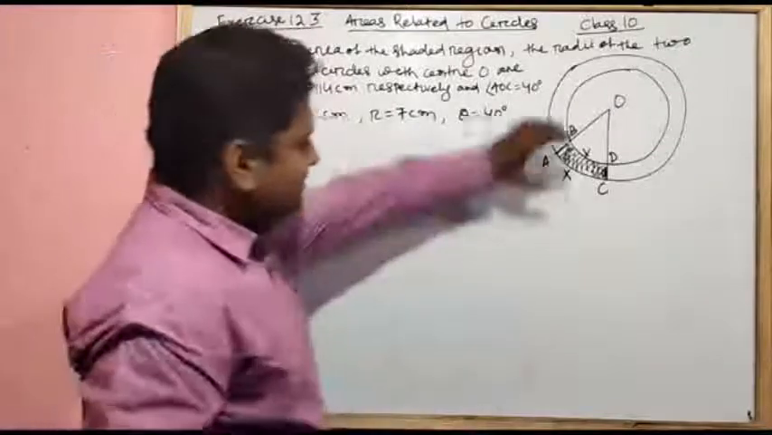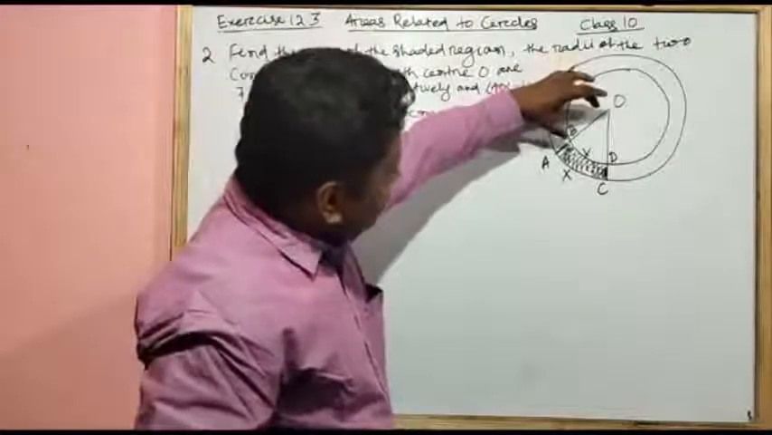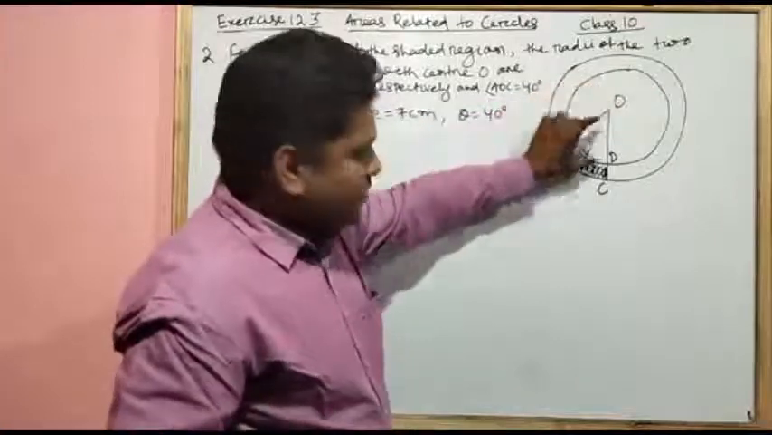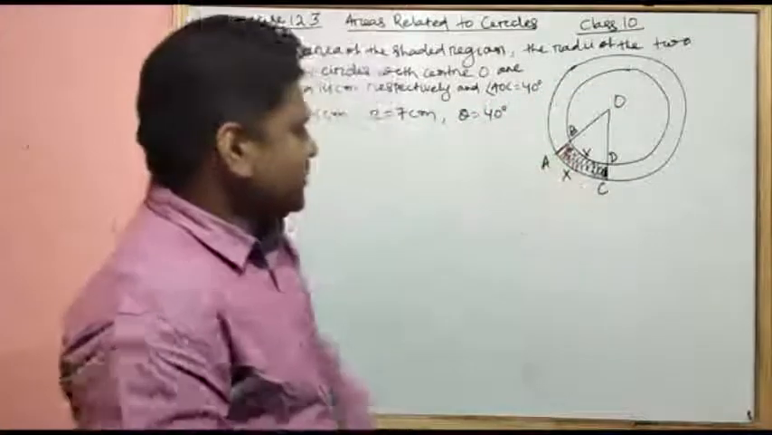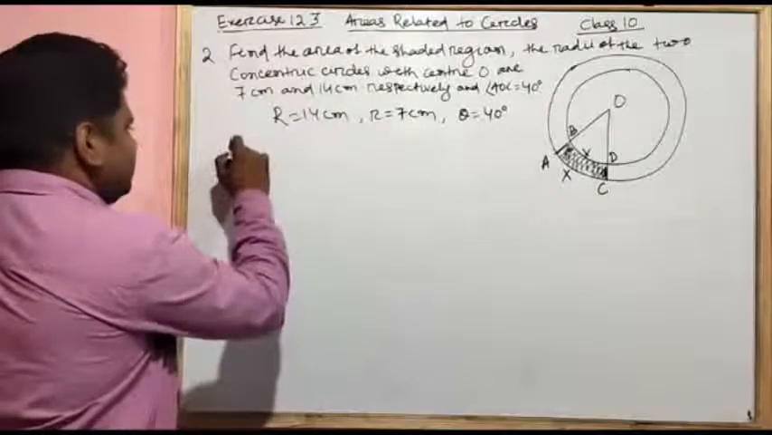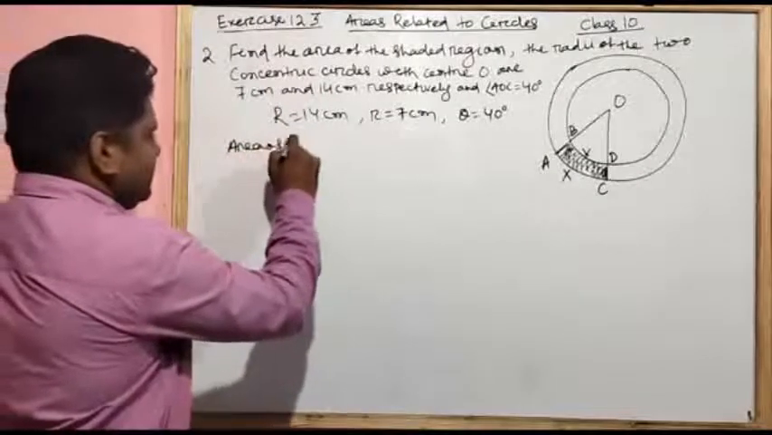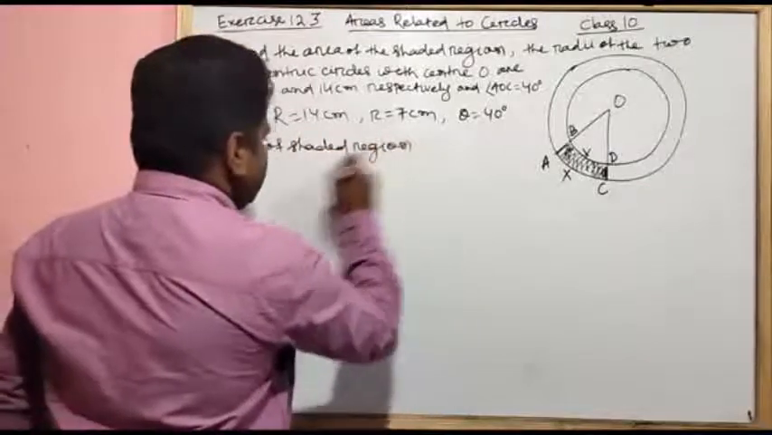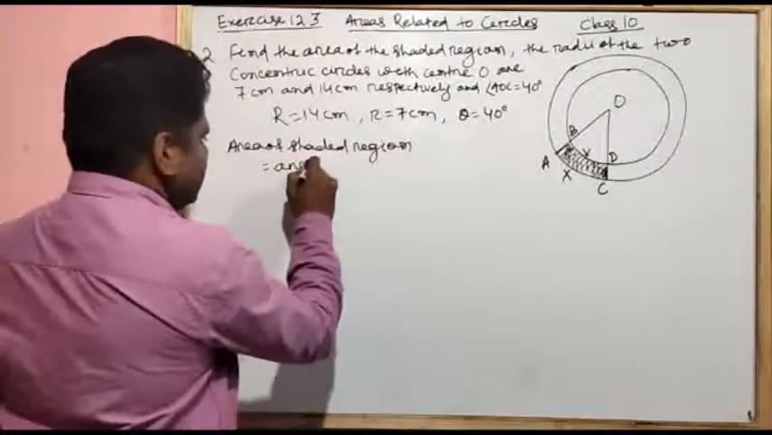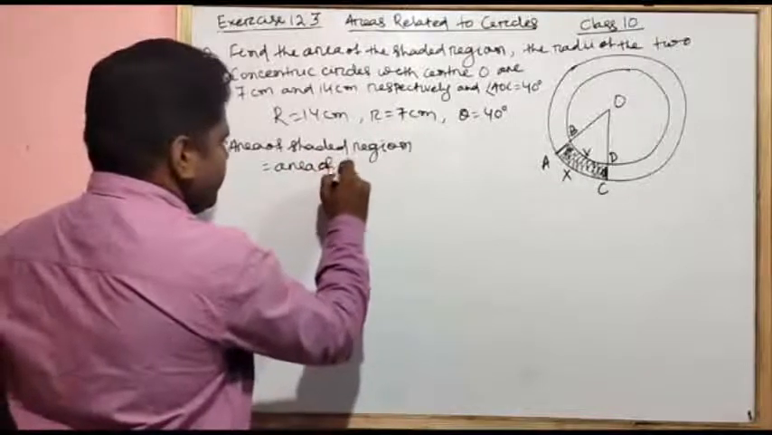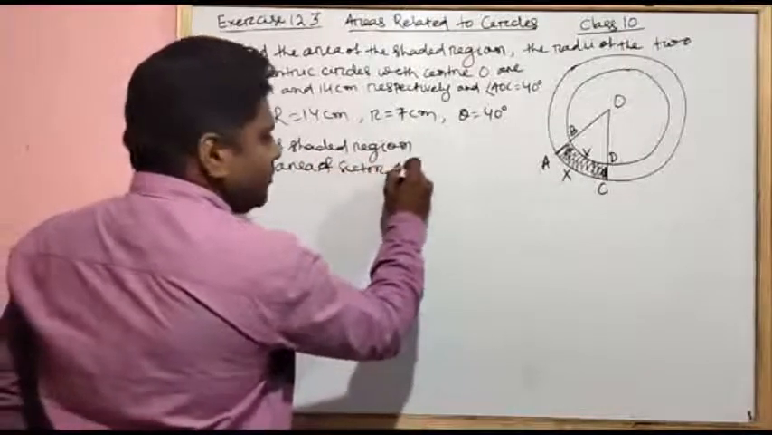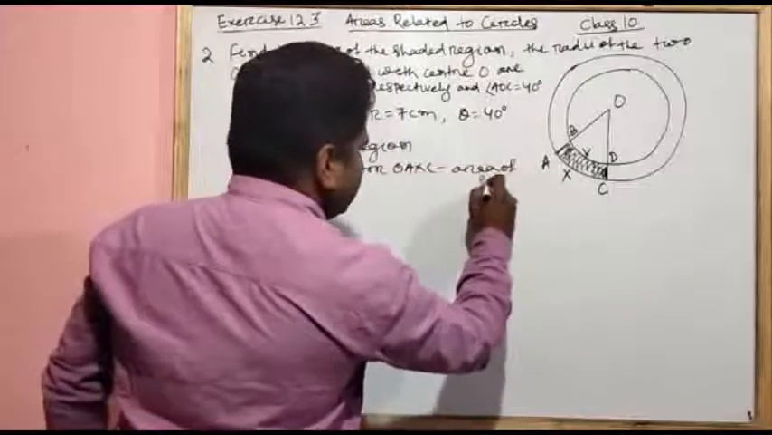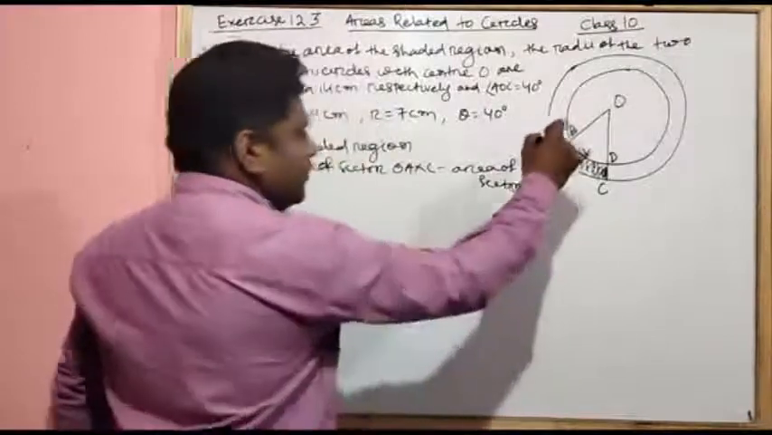If we subtract the area of the internal sector from the external sector, from the whole sector, then we will get the area of this region. So we can write area of shaded region is equal to area of sector OAXC minus area of sector OBYD.